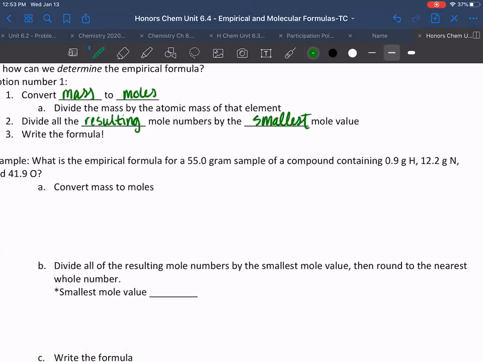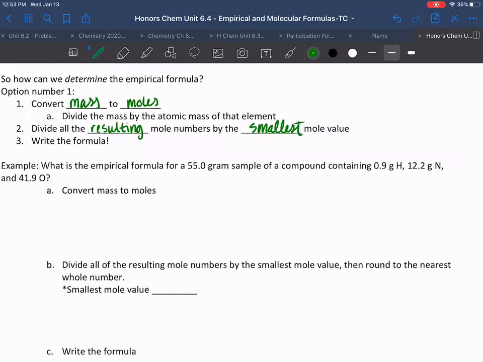We want to find the empirical formula for a 55-gram sample of a compound that contains 0.9 grams of hydrogen, 12.2 grams of nitrogen, and 41.9 grams of oxygen. I forgot the little g there, typo. The first step is to convert mass to moles. We have to do this for each of our elements, and first we're starting off with hydrogen.